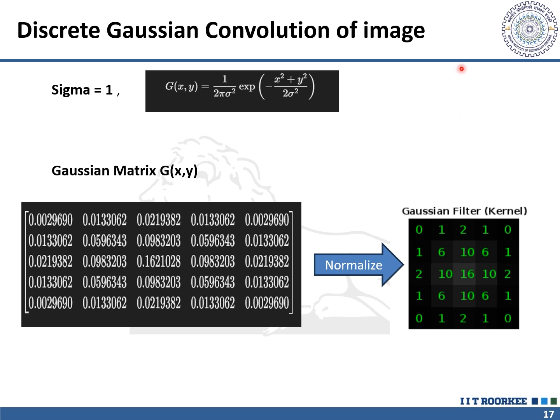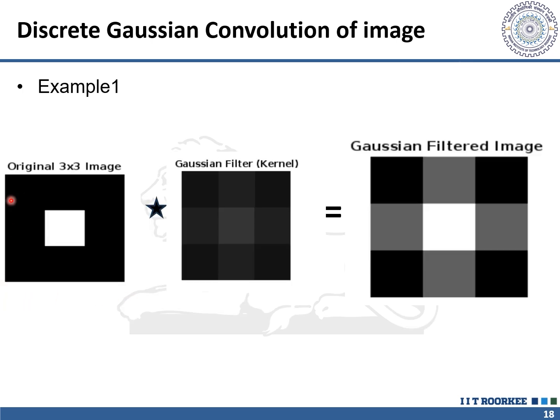Here in example 1 we have a 3 cross 3 image, so 3 pixels in the x coordinate and 3 pixels in the y coordinate. Okay, 1 pixel, 2 pixel, 3 pixel. Similarly in the x coordinate, 1 pixel, 2 pixel and third pixel. At the center we have a white pixel. This is our original image and this is our Gaussian filter, and this is the operation of convolution. When we convolve our original image with our Gaussian filter, we get this Gaussian filtered image.